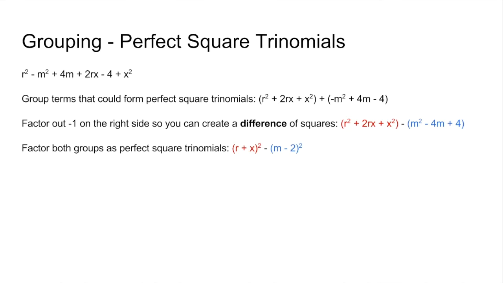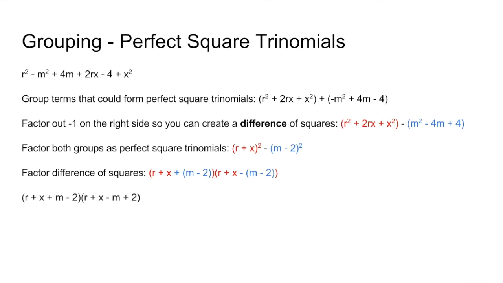So r squared plus 2rx plus x squared factors into r plus x squared, and then m squared minus 4m plus 4 factors into m minus 2 squared. Now you'll notice we have a difference of squares, so we can factor this like any other difference of squares, and it will end up factoring out to parentheses r plus x plus m minus 2, and then in parentheses r plus x minus m plus 2. And again, this is just factoring an expression, and we're not solving any equations here.